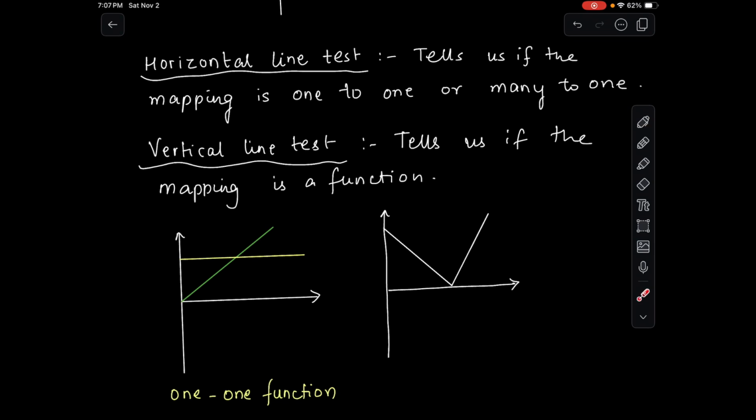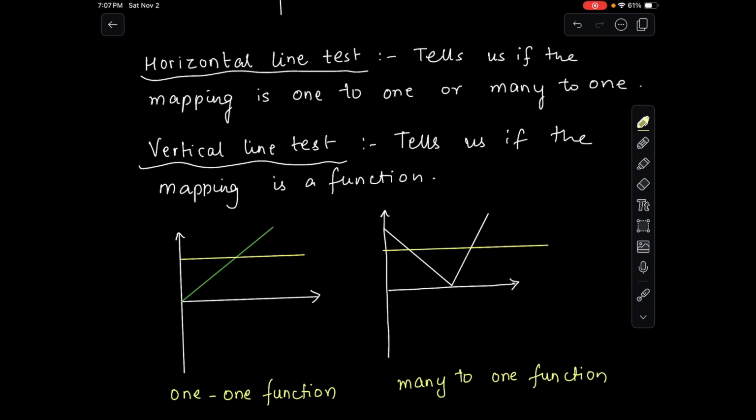Over here, it doesn't matter where you draw the vertical line. The vertical line is going to cut the graph only at one place. That means this is a function. And to identify whether it's one-to-one or many-to-one, you draw a horizontal line. Notice that the horizontal line is cutting at two places. That means this one is a many-to-one function.